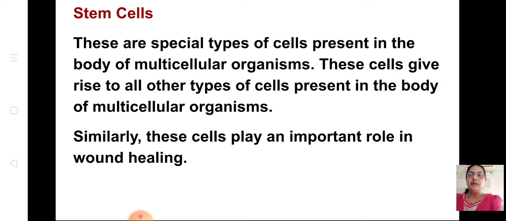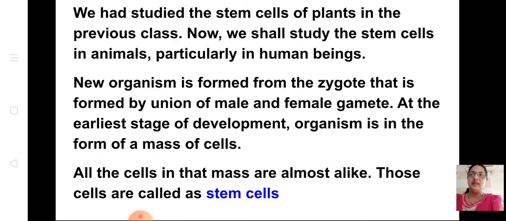Similarly, these cells play an important role in wound healing. We learnt in mitosis. Okay, so there is multiplication of the stem cells in wound healing also. Okay, so this is the special type of cells present in the body of multicellular organisms, and they can give rise to all other types of cells present in the body. Okay, they are called as stem cells. We have learnt about stem cells in the plants. Okay, in the 9th standard.